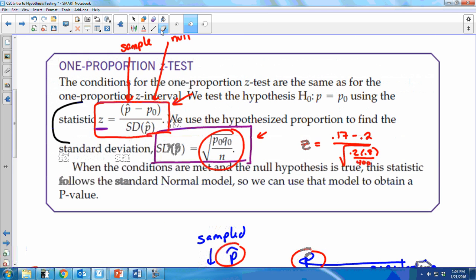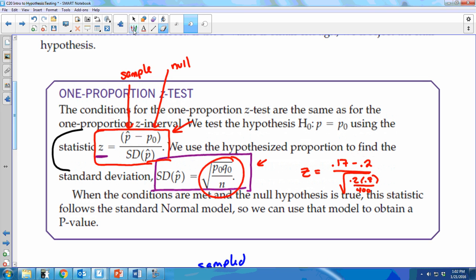You're going to find a z-score, just like you found a z-score in chapter 6. In order to find the z-score, you take the sample proportion minus your population proportion. So in this case, I have 0.17 minus 0.2. In my sample, 17% of the ingots cracked. I think from previous information that 20% of them crack on a normal basis. So sample minus the null, divided by the standard deviation.